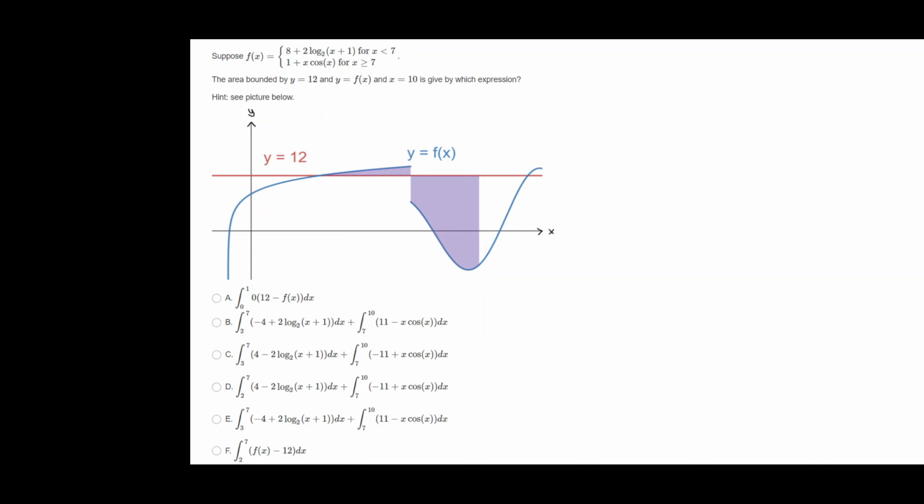All right, this question asks us to represent the area that's bounded by the given curves. It's asking us to represent this area as an integral. And our functions involve one piecewise function, f of x, and one straight line with slope 0, the line y equals 12. And also an x value of x is equal to 10. So a picture is provided, otherwise the question is next to impossible.